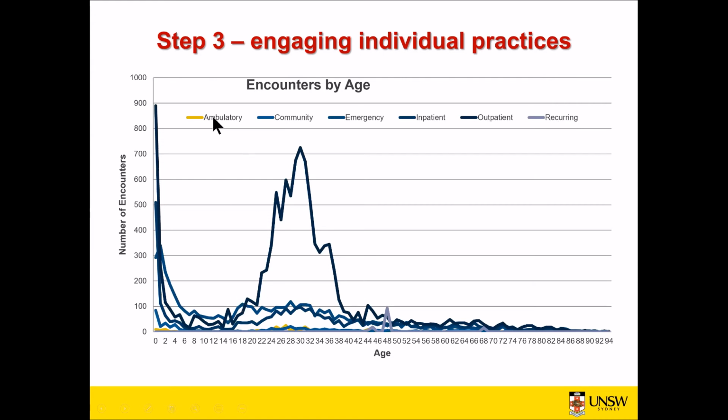So if you look at the different curves for each of the different sites, we're talking about a linked data set of patients from one practice. So the practice can understand where its patients have been to in those different services. And if you look at it, the trends are very similar, except for this particular color, which is inpatient. And so there's a peak there in that particular age group.